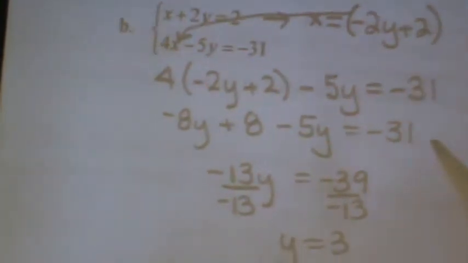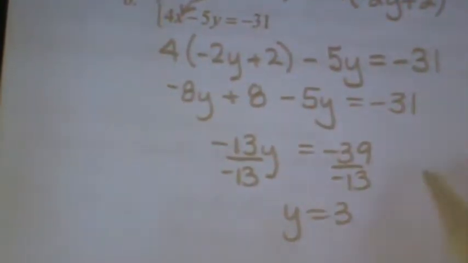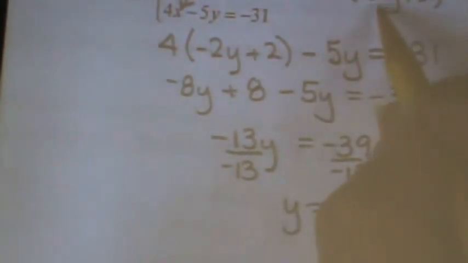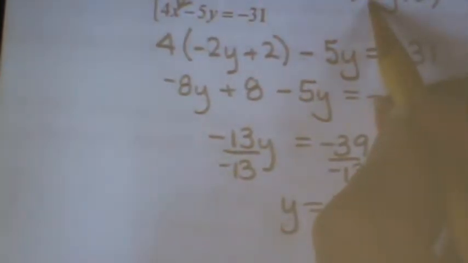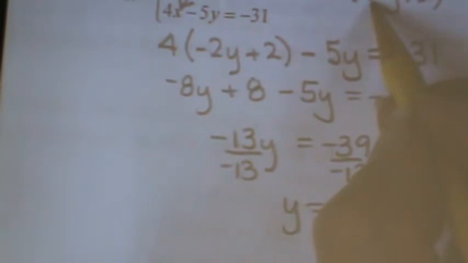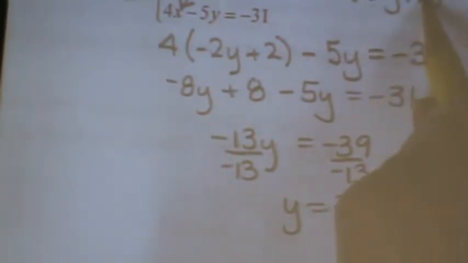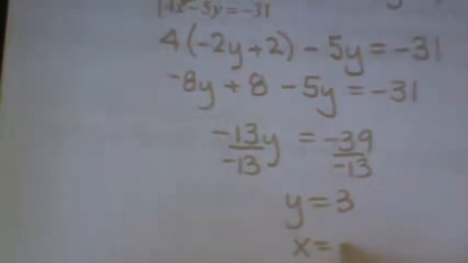Now how do you find the x value? Plug it into x equals. And see how you can do this in your head? What's 3 times negative 2? Negative 6. What's negative 6 plus 2? Negative 4. So what is the solution? Negative 4 comma 3. So again, these are intersecting lines. They're independent and it's a consistent solution.